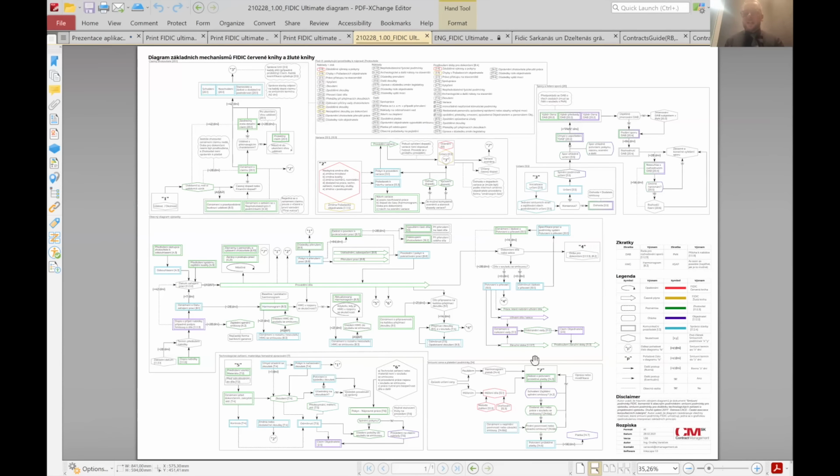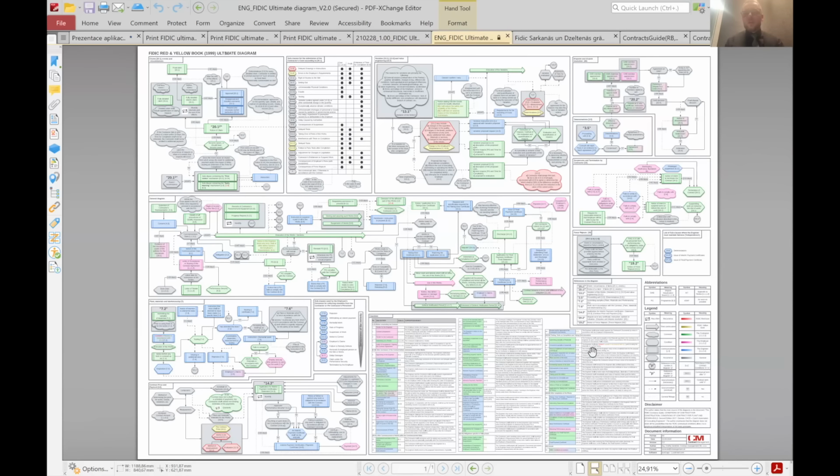The reason why I didn't want to present it publicly is that it doesn't look that visually stunning. The little step that I needed was to use different software to create a diagram. After I realized that I had different software tools to create it, I actually created this monster. So this is the main version of the Fidic ultimate diagram. It's about the yellow book and red book 1999.